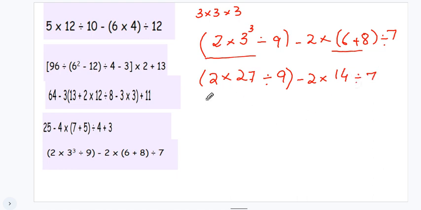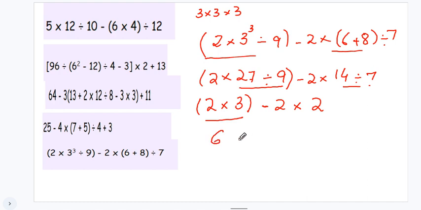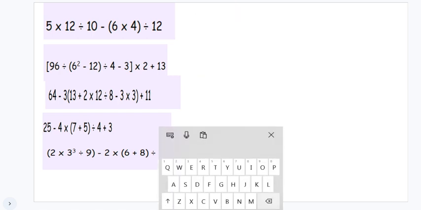Okay, now what you have to do, 27 divided by 9, that means 9 times 3 is 27, and then you have 14 divided by 7, which is 2, because 7 times 2 is 14, right? Now we can complete this bracket, that is 2 times 3 is 6 minus 2 times 2. So 2 times 2 is 4, so 6 minus 4 is 2, which is your answer. So do you feel it is easy or not? It is easy, right?